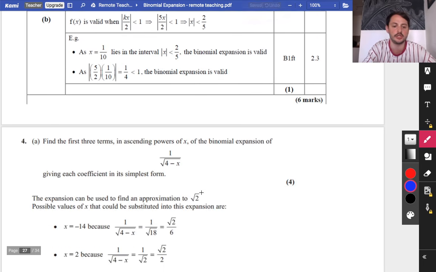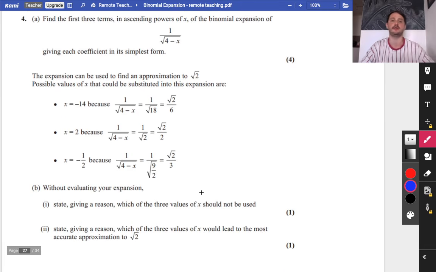Okay, this one I am not going to do the first part of the question, because I think it's really straightforward. It just says find the first 3 terms of this binomial expansion. 4 easy marks. What I wanted to talk about was this thing that I've got here. It says the expansion can be used to find an approximation to root 2. Possible values of x that could be substituted into the expression are minus 14 because you would get root 2 over 6, so you could multiply the right hand side by 6, x equals 2 because you'd multiply the right hand side by 2, or x equals minus a half because you could multiply the right hand side by 3. But without evaluating your expansion, state giving a reason which of these values should not be used.